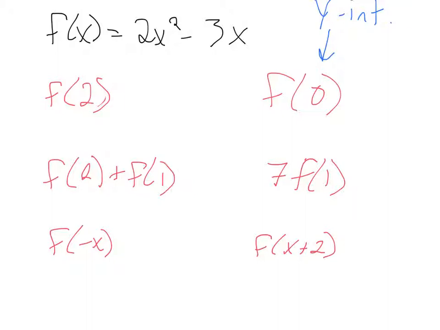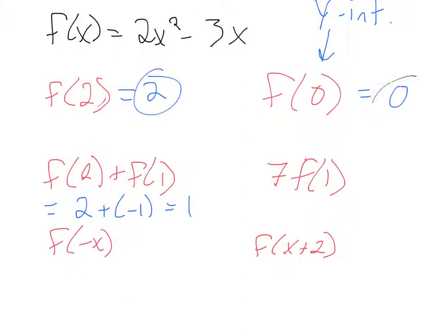All right, let's go ahead and evaluate all these here. So f of 2 is 2 squared, which is 4, times 2 is 8, minus 3 times 2, so 8 minus 6 is 2. And if I plug in 0, this is an easy one, that's 0. So f of 2 we already decided was 2. f of 1 is just 1 squared times 2 is 2, minus 3 is negative 1, right? So we're going to do 2 plus negative 1, which is going to be 1. 7 f of 1 is just 7 times what f of 1 is, which is negative 1, so negative 7.